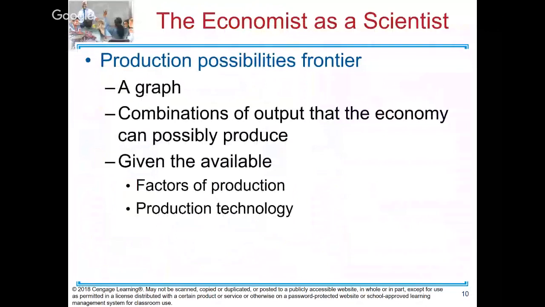Now, the second graph, the second model, which is very important, I'm going to use this in the next chapter, it's called a production possibility frontier. So this one, we're going to do an X and Y graph, so two-dimensional. And what it does is show a combination of output that the economy can possibly produce. So this word here is very important.